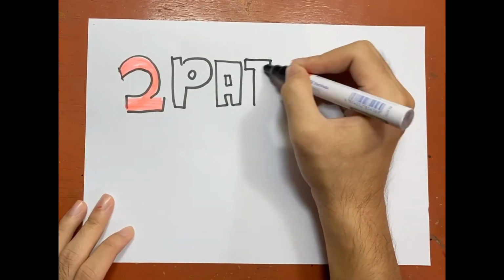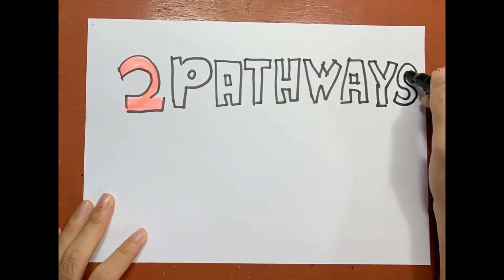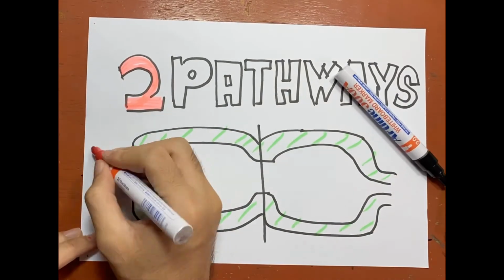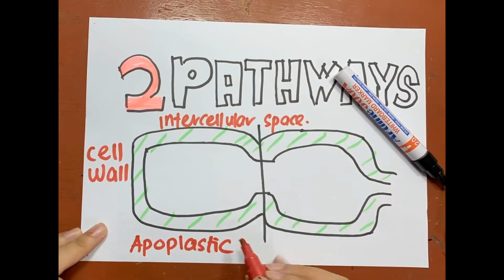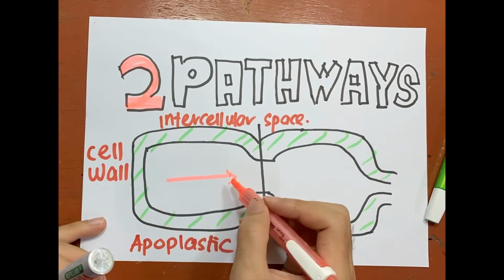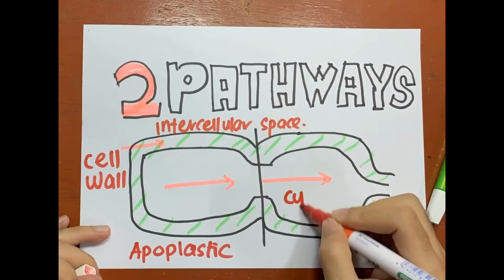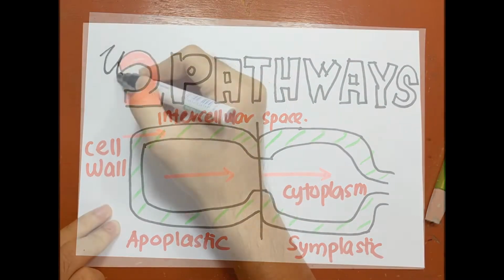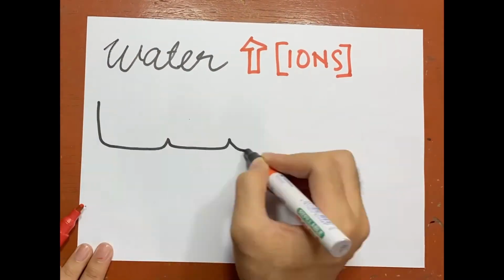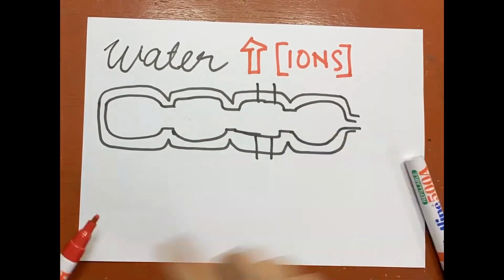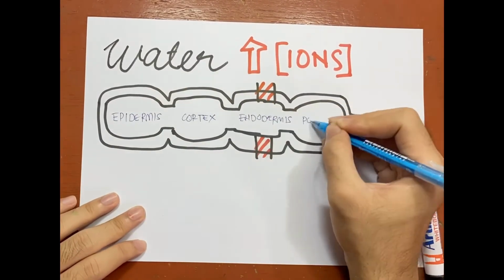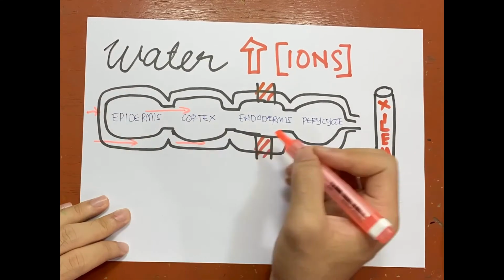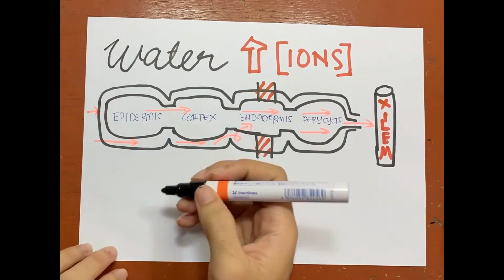The ions have two possible pathways for root uptake. The first pathway is through the cell walls and intercellular spaces, called apoplastic, and the second one is the movement from cell to cell via cytoplasm, called symplastic. The water that contains a high concentration of ions will continuously be absorbed through the epidermis, cortex, endodermis, pericycle until it reaches the xylem, either through the apoplastic or symplastic pathway.